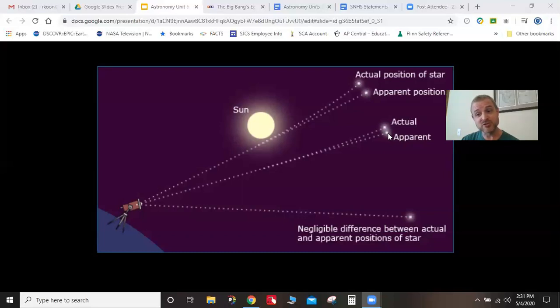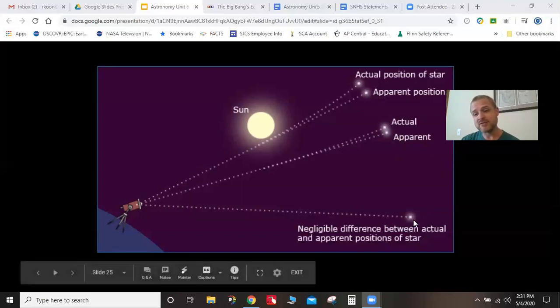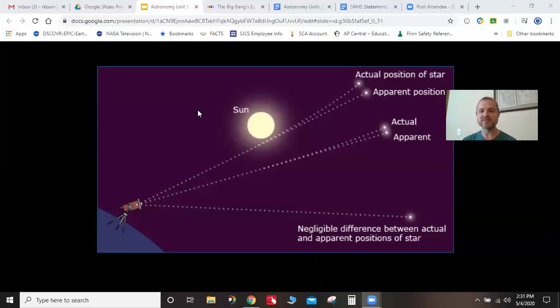Here it's getting smaller because you're further away. Here, you can't even tell that there was a difference because it's negligible. Now, all this happens during the daytime. So for you to observe this, the light has to have passed the sun, which means it's daytime.